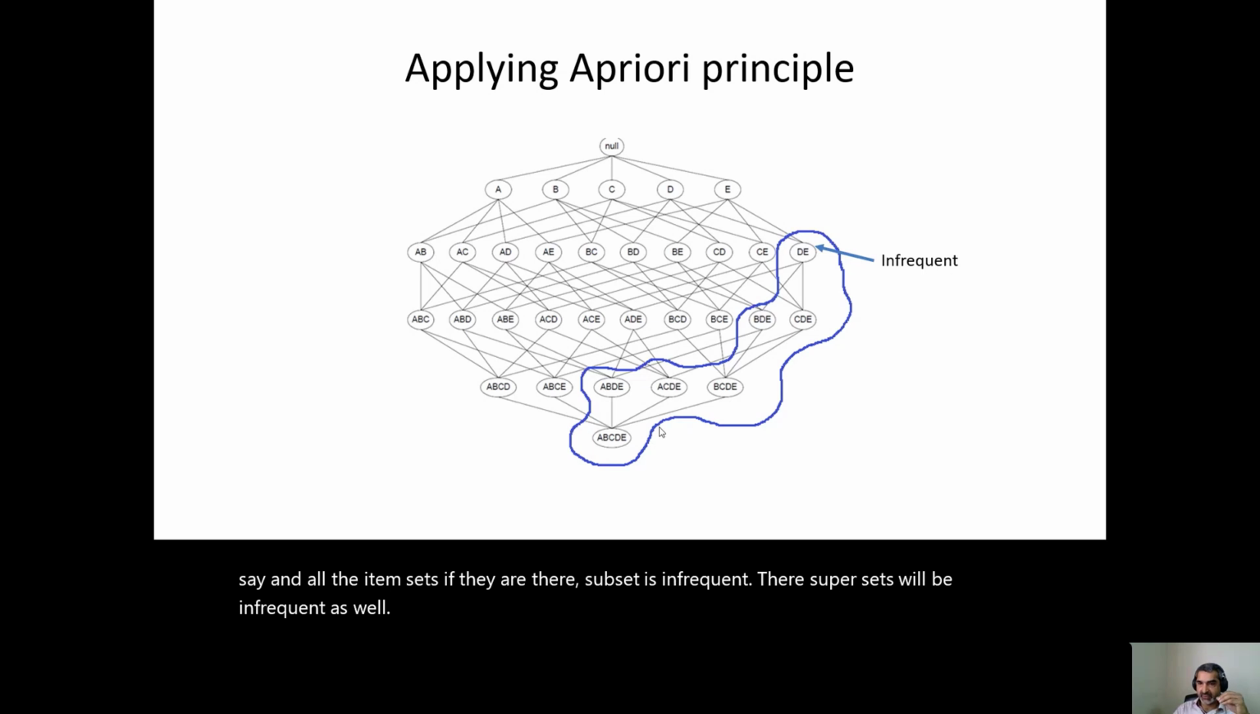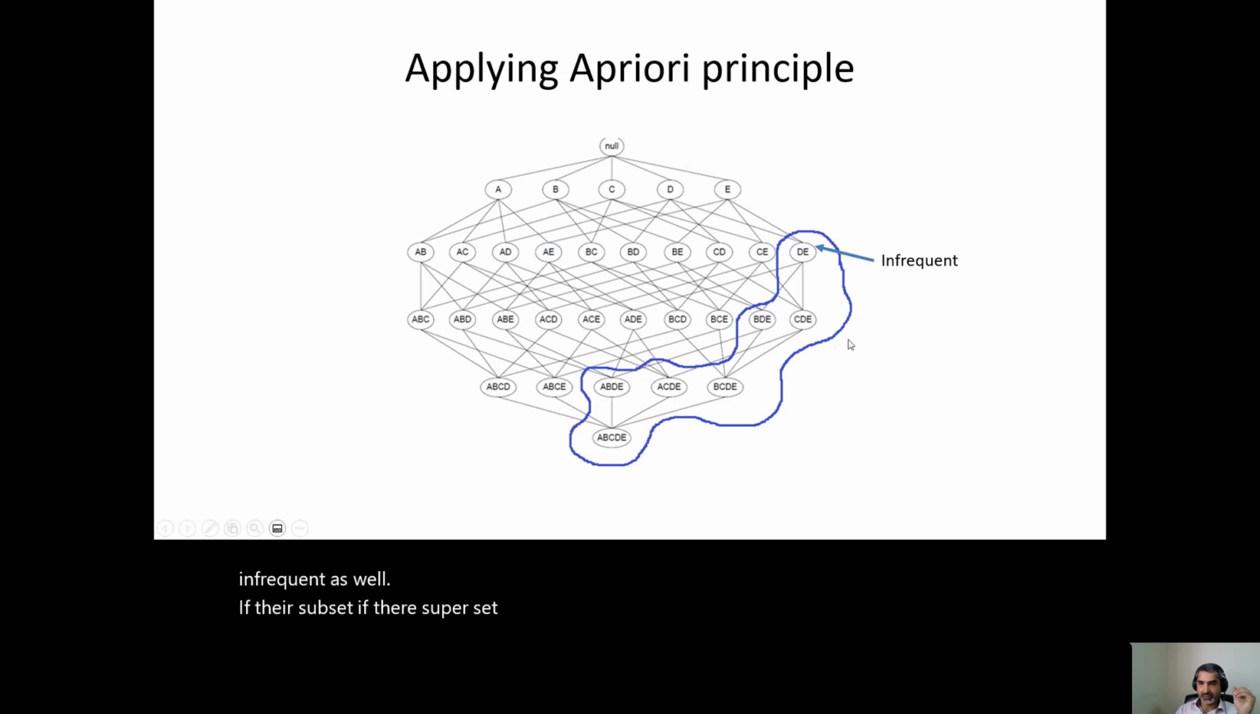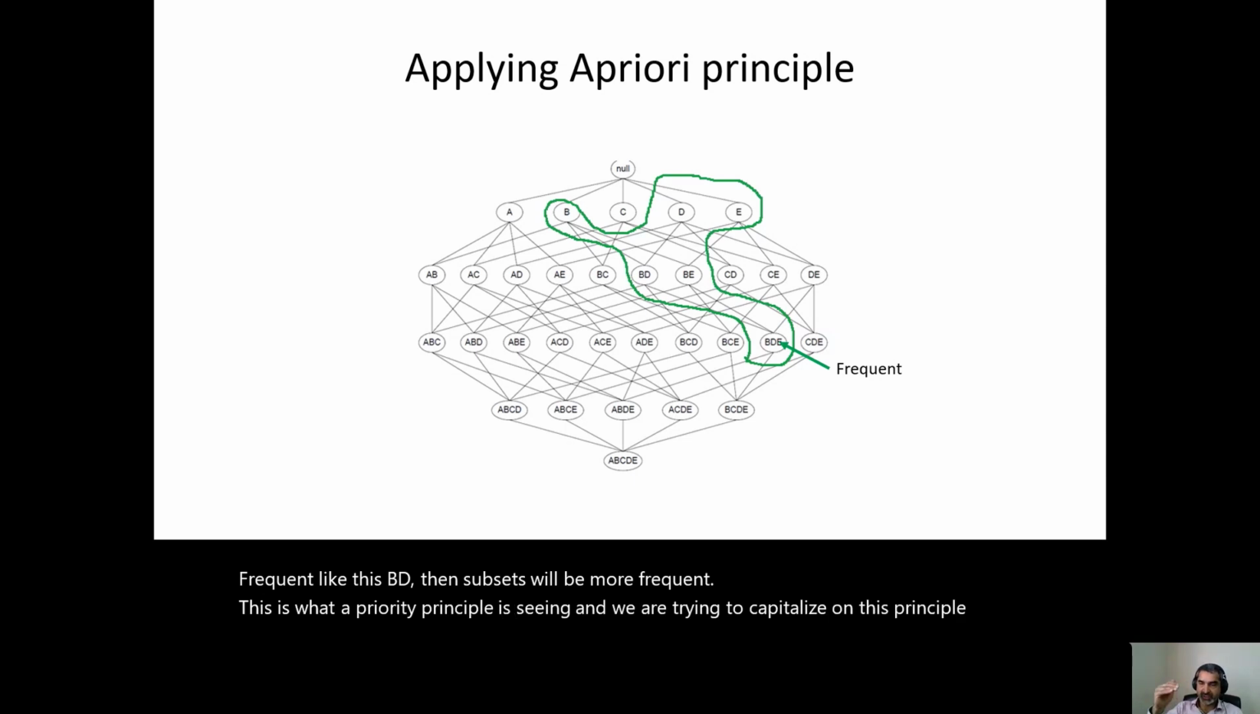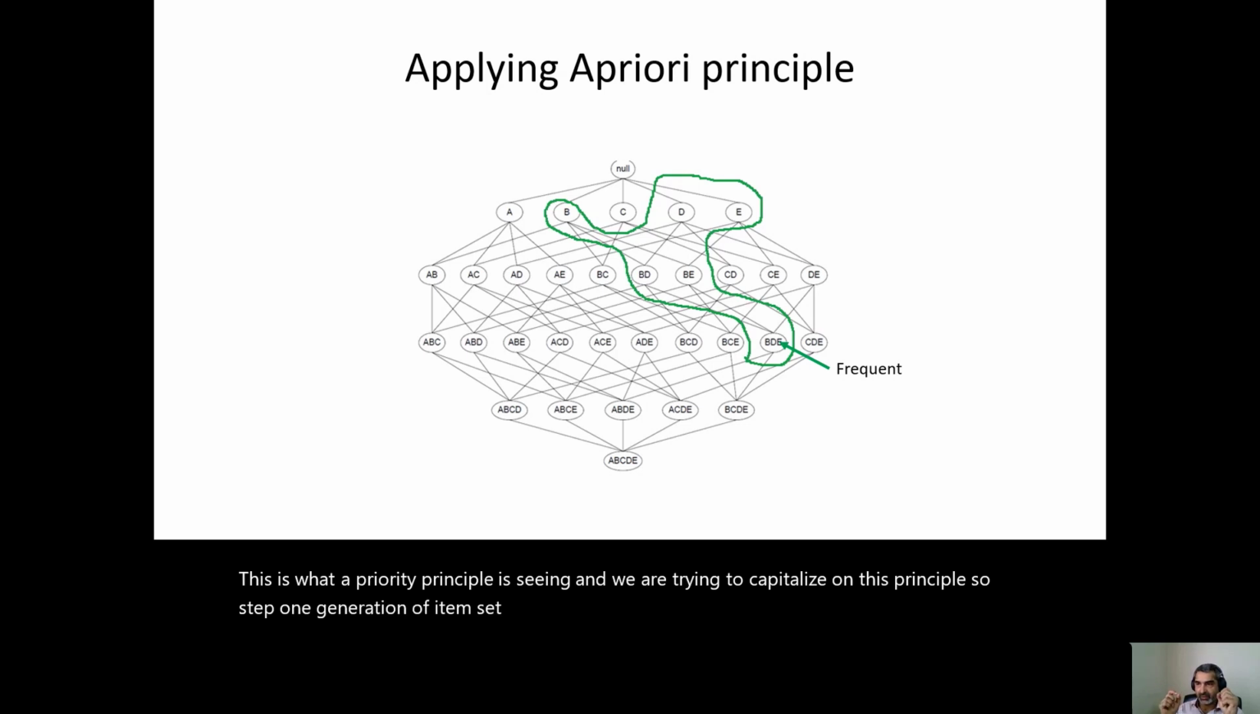If their superset is frequent, like this, BDE, then subsets will be more frequent. This is what the Apriori principle is saying, and we are trying to capitalize on this principle. So step 1, generation of item sets: we will use a number, a frequency threshold. Any item set having frequency above this threshold is interesting.